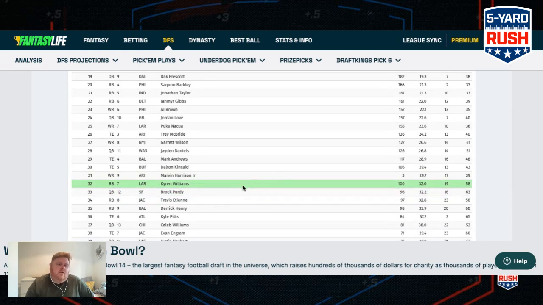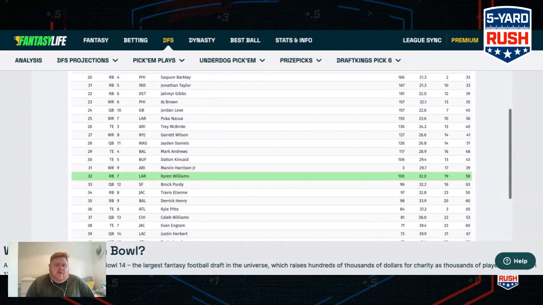But RB7, I get it. I have him over Saquon. I don't really have much of a problem with the rest of the running backs there, I could sort of see the argument either way. But I'd push him up boards.